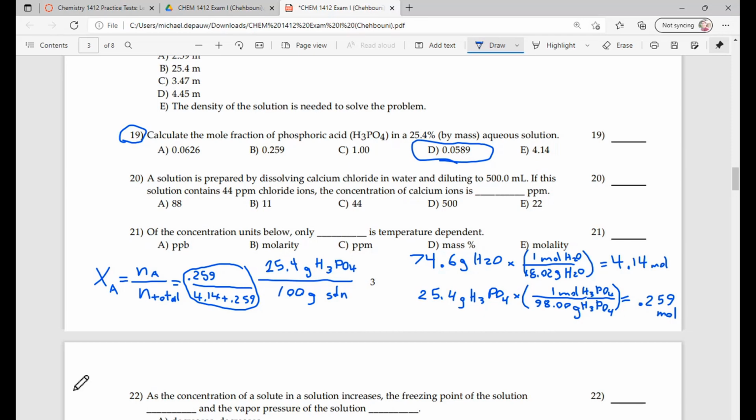See how evil that is? They figure out how many ways you could mess up. They give you the moles of water, the moles of the phosphoric acid, and it's trying every which way to confuse you, like giving you possible correct answers or things that you could think were correct answers but aren't.